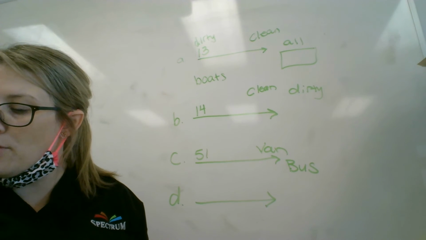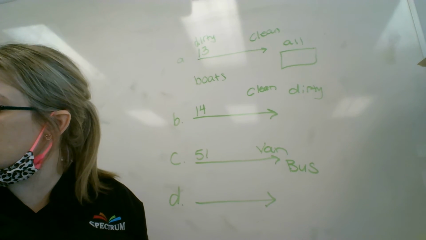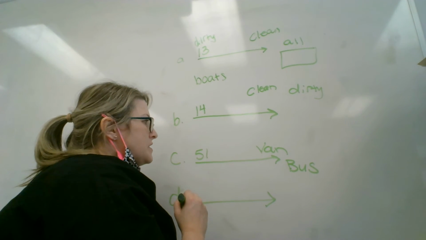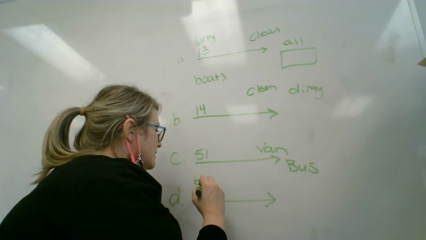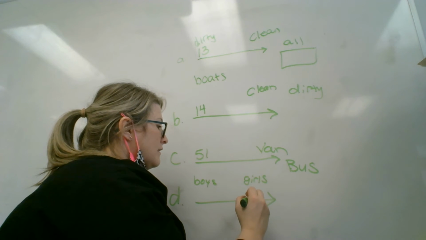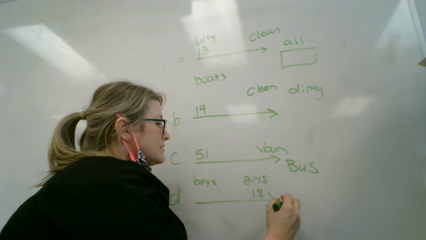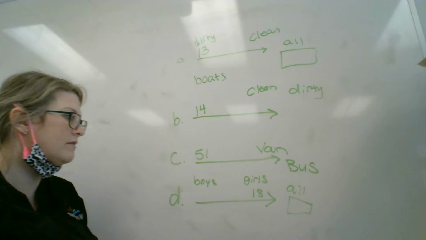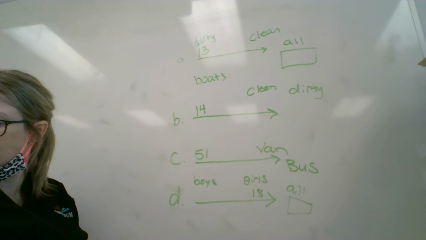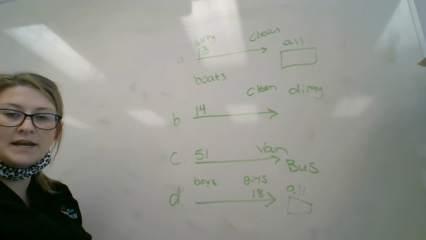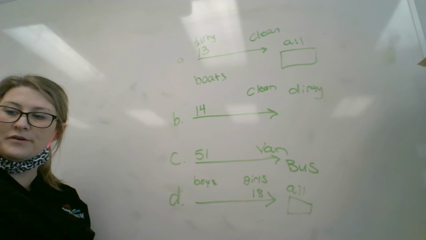D, there were boys and 18 girls in the park. Okay, so this one, it doesn't have a difference number, but there were boys and girls. There were 18 girls. How many were in all? So that would be that type of problem. All right, we're going to skip E and F. You do not have to do E and F on your own.